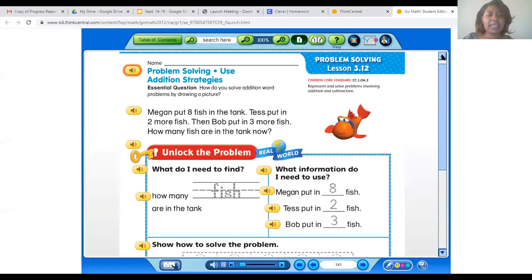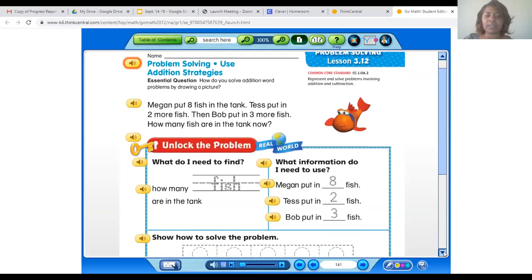All right, Megan put 8 fish in the tank. Tess put 2 more fish. Then Bob put in 3 more fish. How many fish are in the tank now? So it seems like the number of fish keeps increasing. So when our numbers get bigger or increase, that means that we are going to add. So let's unlock this problem.